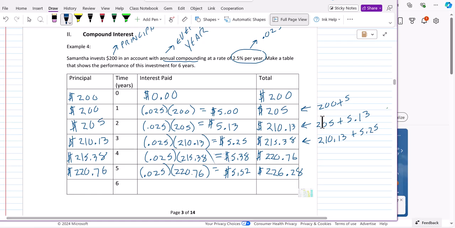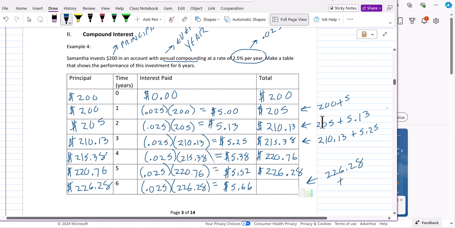Same idea. Your new principal is 226.28. You do the 0.025 times that principal, and that's going to end up giving you a new interest of $5.66. And at the very end of the problem, you're just doing the 226.28 plus the $5.66. So that will end up giving you $231.94.